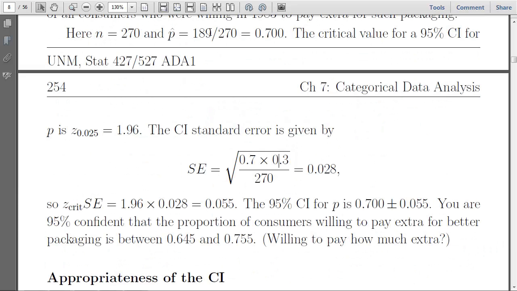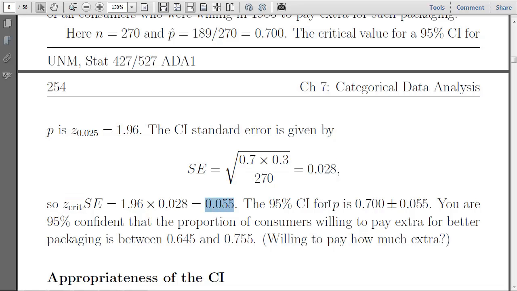So our estimate of success was 70%. So here's 0.7 times 1 minus 0.7, which is 0.3, and so on. And we get these standard errors. They'll tend to be small because proportions are constrained to be between 0 and 1. So 0.028. And so if you look at the entire margin of error, this product, it's about 0.055.